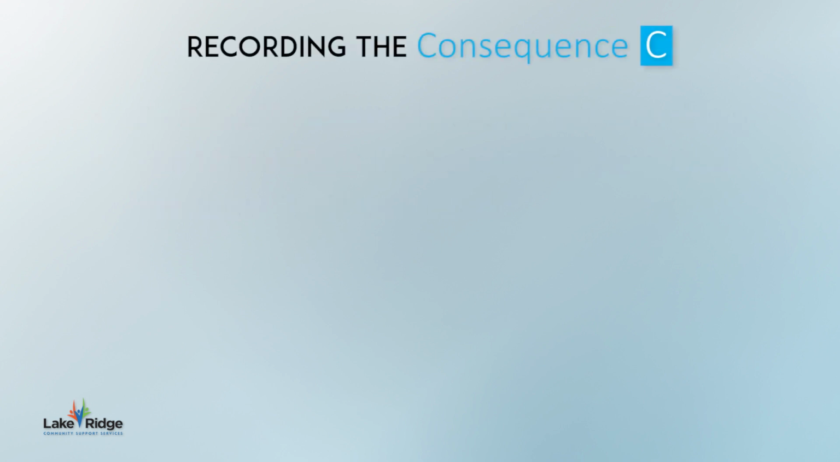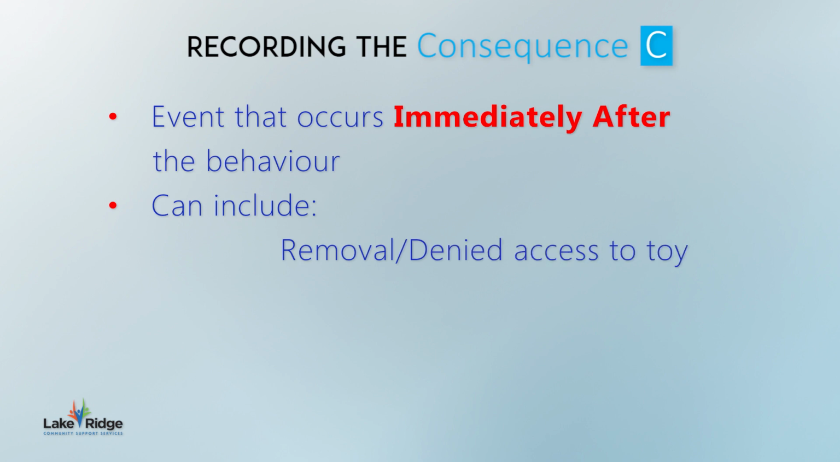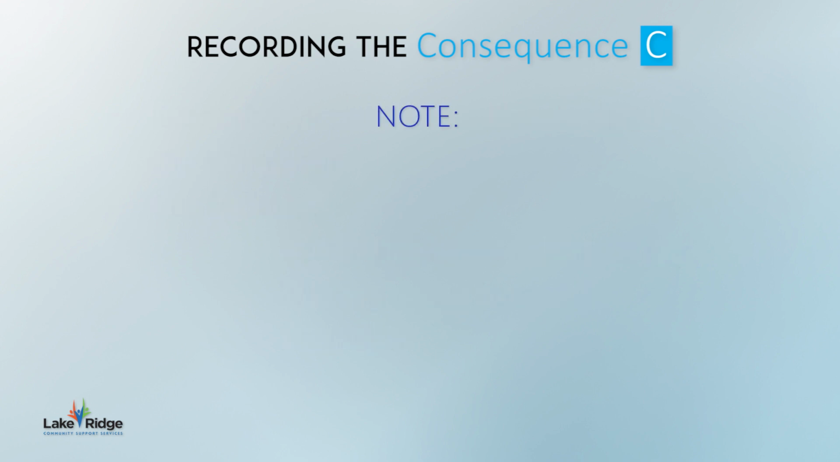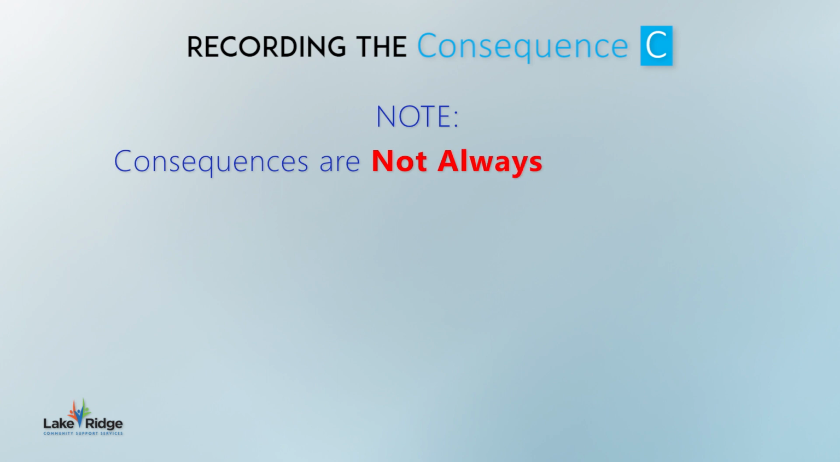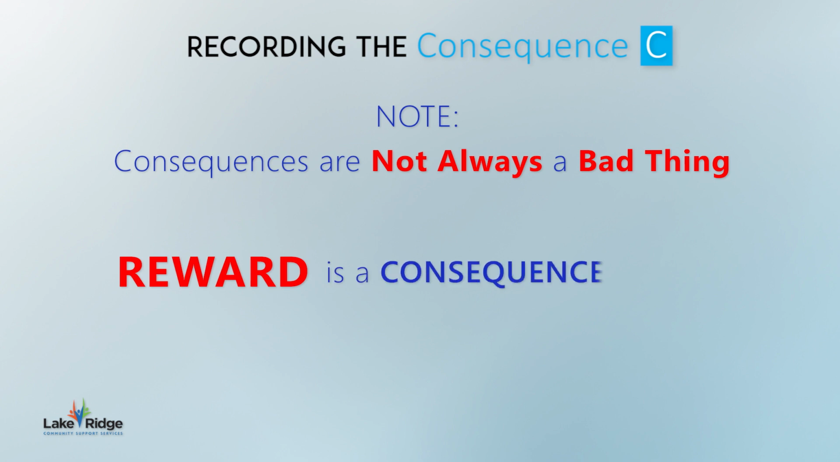When recording the consequence, ensure it is the event that occurs immediately after the behavior. It can include removal or denied access to a toy, walking away from the child, or even providing them with attention. An important note to remember is that consequences are not always a bad thing. It is just the event that happens after a behavior. When a child does well on a math test, you give them a reward. That reward is a consequence for them doing well on their test.